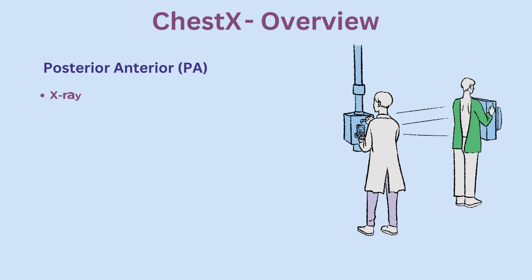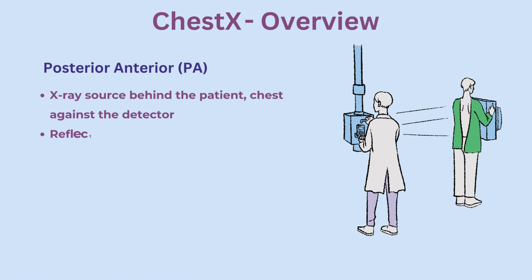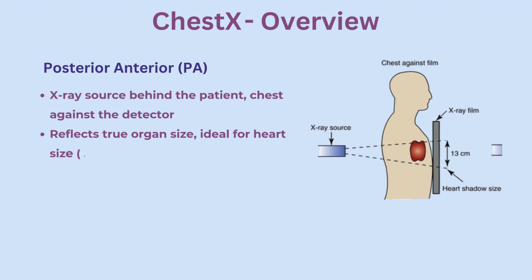In the PA view, the X-ray source is behind the patient, with the chest and belly closer to the detector. This reduces magnification, offering a more realistic view of the heart and lungs. It's why the PA view is preferred for accurate measurements like the cardiothoracic ratio and is considered the gold standard in chest X-rays.